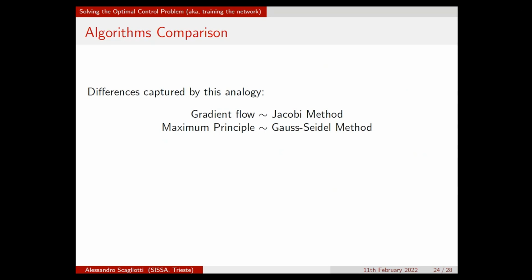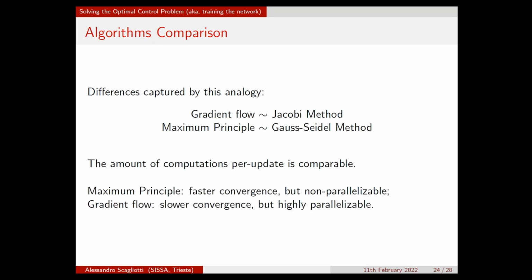The gradient flow method is similar to the Jacobi method for the resolution of linear systems, while the maximum principle is similar to the Gauss-Seidel method. Okay, what do I mean by this comparison? The amount of computation per update is comparable for these two methods.